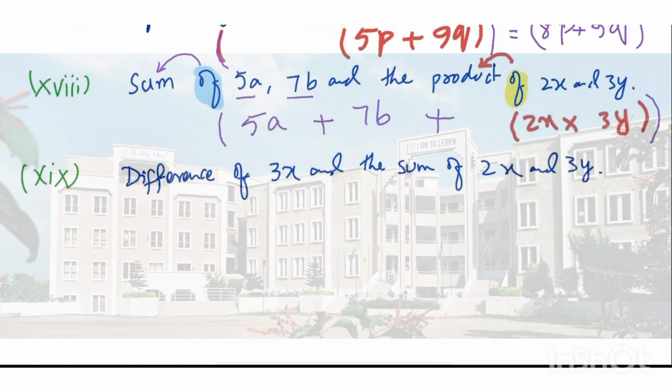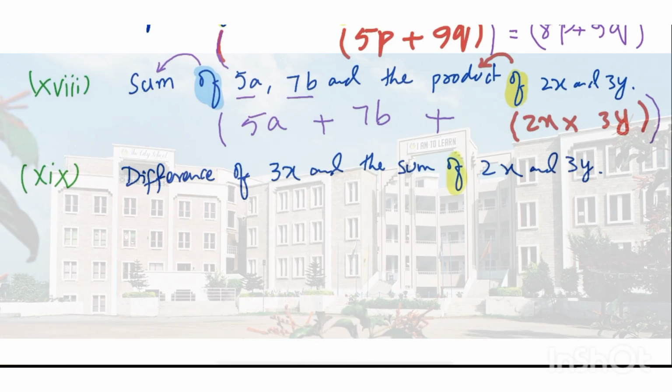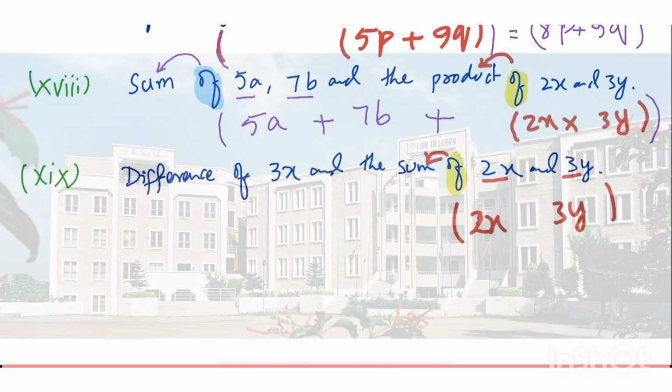Now, similarly, the last statement of this page says that there is "of", and we are putting "of" here. It says that there is "of", and "of" means bracket until the end of the statement. There are two variables, which are 2x and 3y. So we are writing 2x and 3y. And the word before this is "sum", so it means plus sign. We have to put a plus sign.